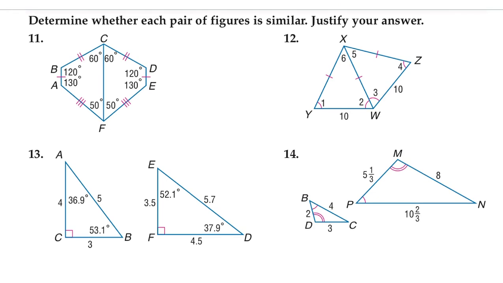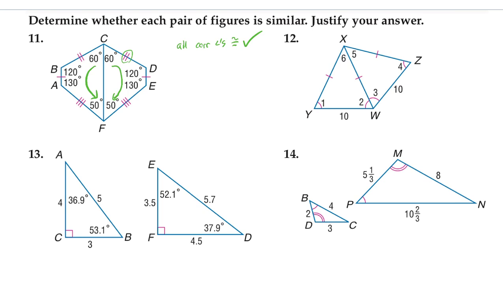Okay. Determine whether each pair of figures is similar and justify your answers. Well, let's look. All corresponding angles are congruent. So 60, 120, 130, 150. Oh, yep, there's 4 angles. They all match. So all corresponding angles congruent. Check.